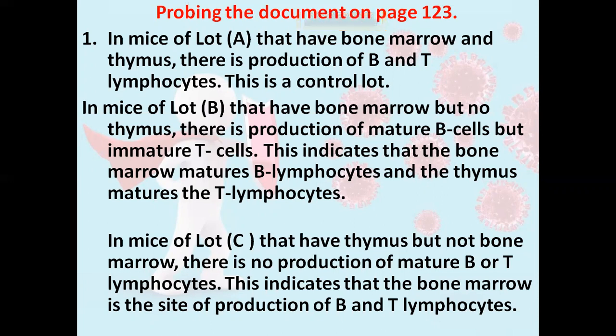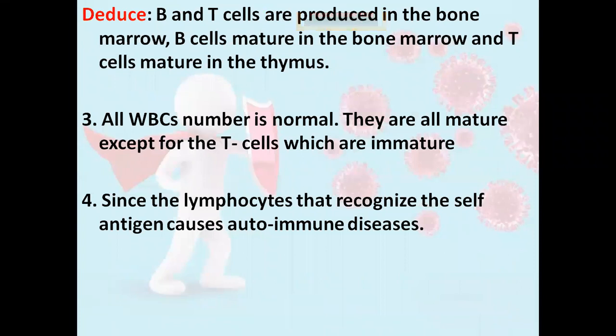Mice of blood B, what do we have? They have bone marrow but no thymus. So we have production of mature B but immature T. This indicates that the bone marrow matures the B, but the thymus is responsible for the maturation of T lymphocytes. In mice of blood C that have thymus but not bone marrow, there is no production of mature B or T. This means that the bone marrow is the site of production of both of them. So the deduction: B and T are produced in the bone marrow. The bone marrow matures only the B, whereas the thymus matures the T lymphocytes.